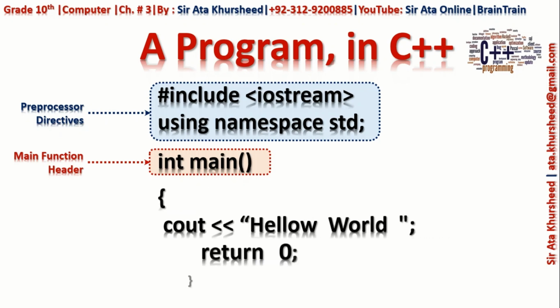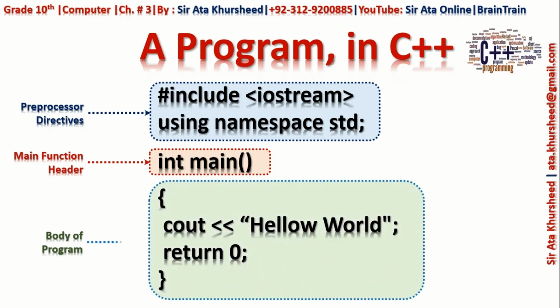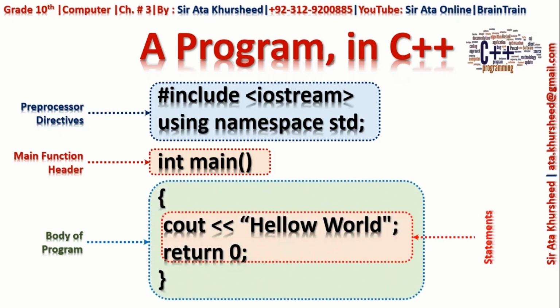This is the main part of the program where we write our instructions. Cout prints text on the output or runtime screen, and return 0 means the program finished successfully.